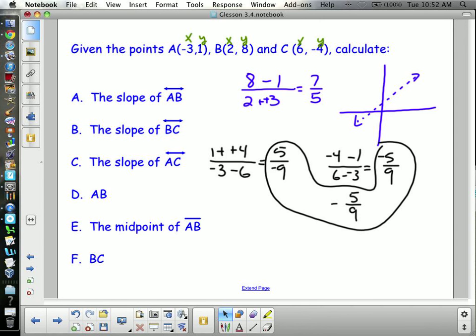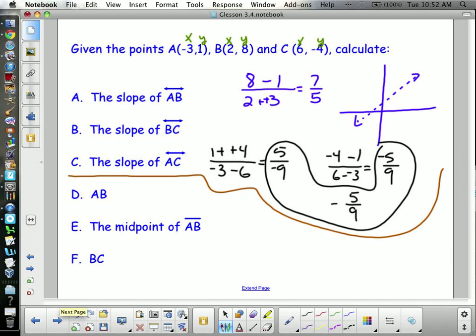Okay? All right, now that we've dealt with slope, oh dear, we still have distance and midpoint formulas to work with. So let's review a little bit. Find AB. What does that mean when I say AB? The length of segment AB, and I'm going to give you a hint. Distance formula. So let's do it quick. Let's do this one together.